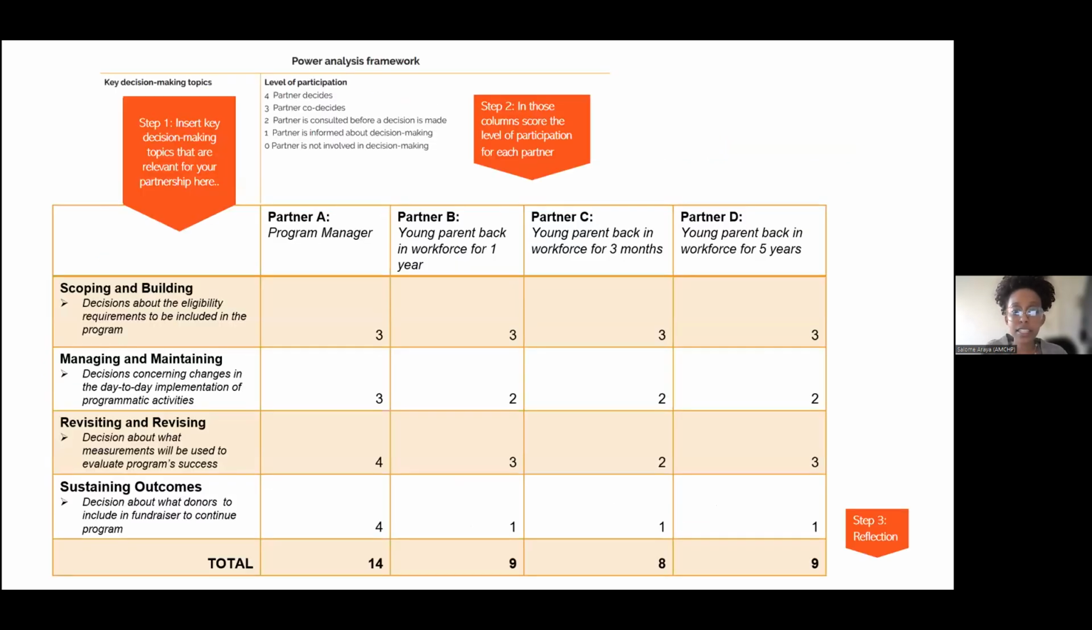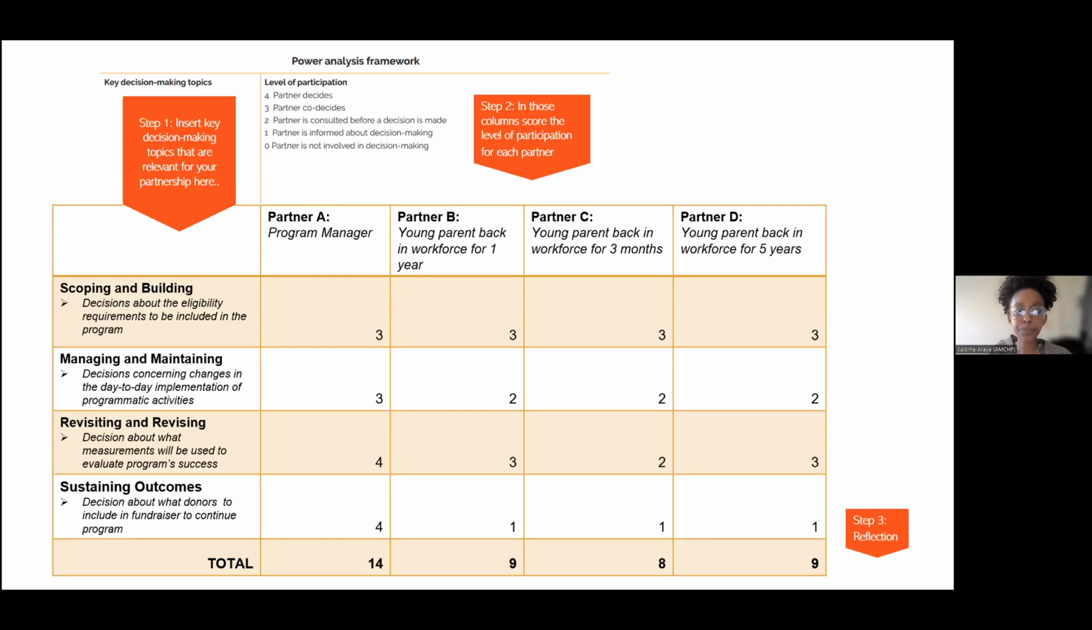So this is the tool. This is a direct copy of what the tool would look like. And so on the left-hand side, you'll see that those are the topic areas. They already provide you with a focus area, and then you will create the decisions that occur within those focus areas. So focus areas are scoping and building your practice or program, managing and maintaining your practice or program, revisiting and revising your practice and program, and then what are the sustaining outcomes of this?